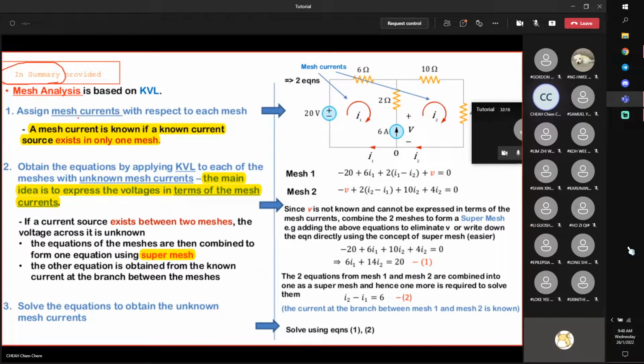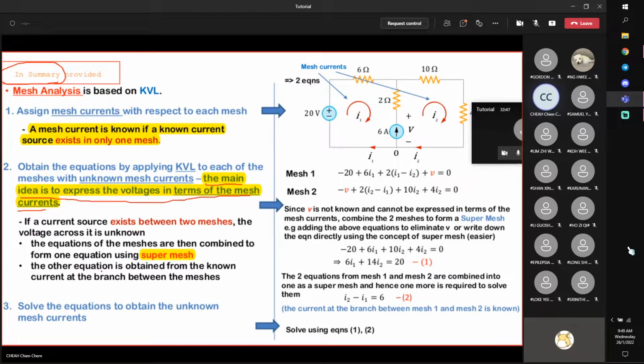So first, you assign mesh current. Why? Because you want to find out what the unknowns are. If it's known, then there's no need to assign. Secondly, you obtain the equation by Kirchhoff voltage law. Now this part is important. The main idea is to express everything in terms of the mesh current. Why? Because you want to get equations in terms of the mesh current. So anything which is not expressed in terms of the mesh current, you try to relate it to the mesh current so as to write down the equations.